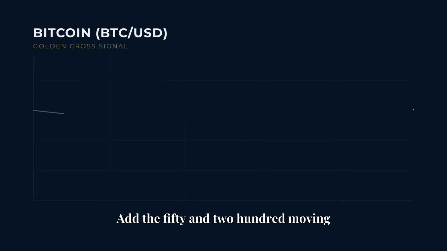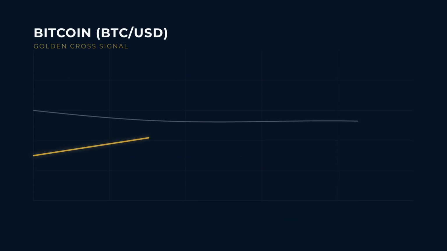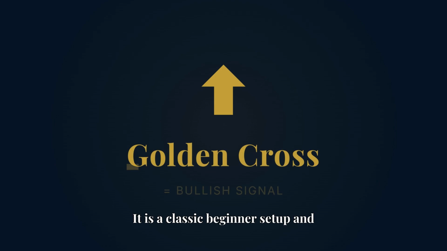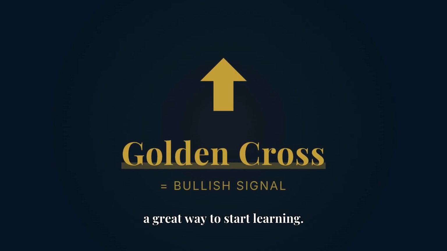Add the 50 and 200 moving averages to a Bitcoin chart. Watch how price reacts when these lines cross. That is called the golden cross. It is a classic beginner setup and a great way to start learning.